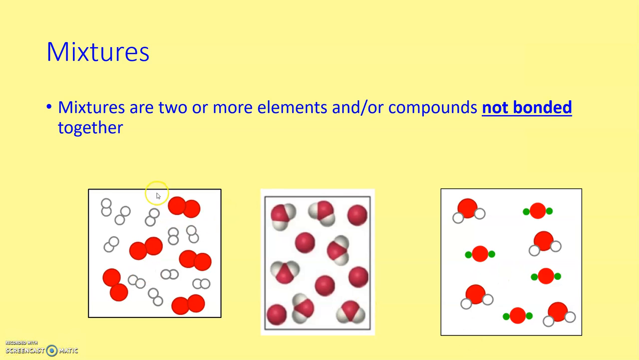So to summarize, this example is a mixture of elements because we've got two different types of elements that are not bonded. The second example is a mixture of a compound here and an element. And the third and final example is a mixture of two different compounds because each one there is space between them.